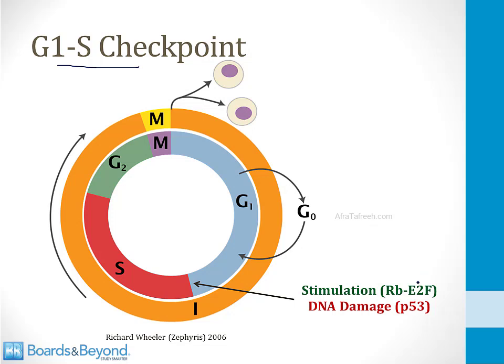If there is mitogen stimulation via the retinoblastoma E2F pathway, that can drive the cell from the G1 into the S phase past the G1/S checkpoint. On the other hand, if there is DNA damage at any point during the G1 phase via the p53 pathway, this can arrest the cell in the G1 phase.